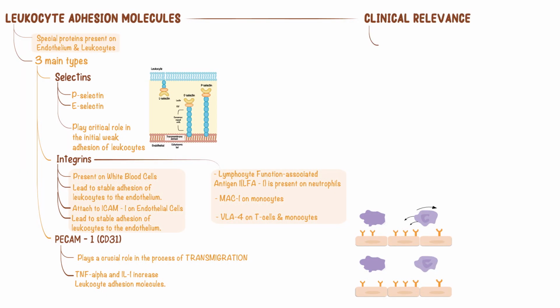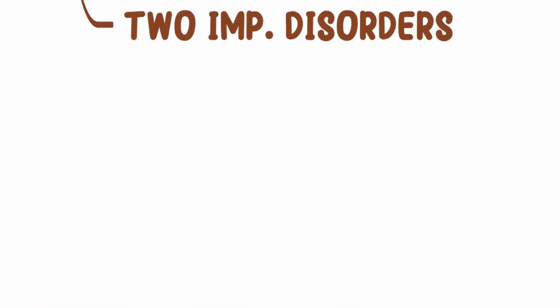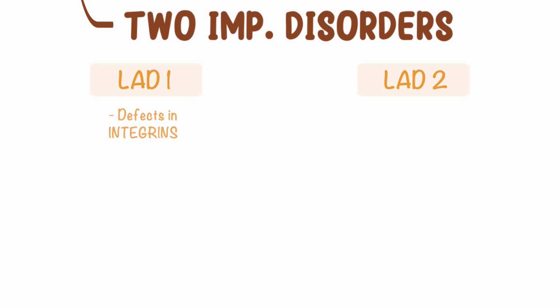Genetic deficiencies of leukocyte adhesion molecules lead to increased susceptibility to bacterial infections. There are two important genetic defects associated with leukocyte adhesion molecules, which lead to a deficient immune system. These are leukocyte adhesion deficiency type 1 and leukocyte adhesion deficiency type 2. Defects in integrins lead to leukocyte adhesion deficiency type 1 or LAD1.